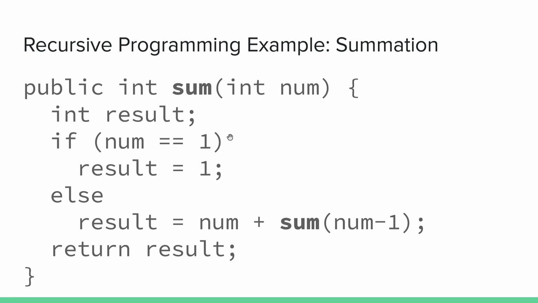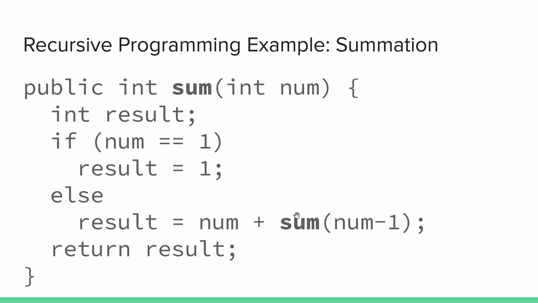If the number that was passed in is not 1, then we apply the recursive definition. The result is the sum of the number that was passed in and the result of calling the sum method using num minus 1 as the input. This is the recursive piece. This is the sum method, and the sum method internally calls itself.